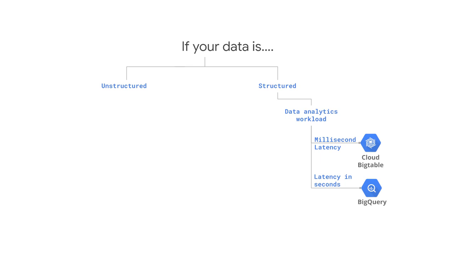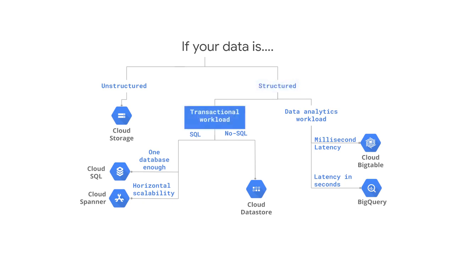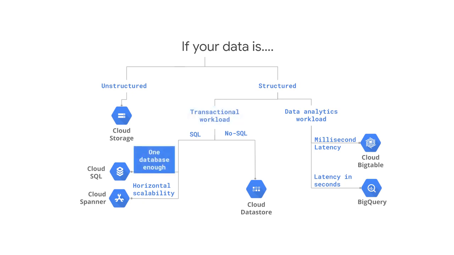Use BigQuery if you want analytics over petabyte-scale datasets. For our housing recommendation use case, we want to store our ratings and predictions somewhere. This is a structured dataset of user ratings and houses. It's built for a transactional workload, writes and reads, and one database is enough for a small dataset, and hence we pick Cloud SQL.